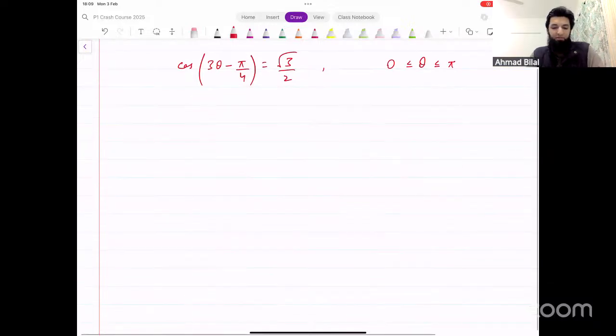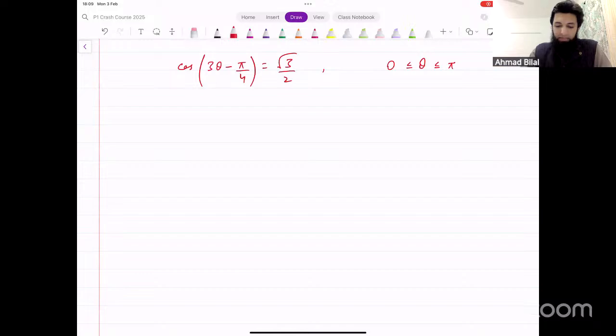Okay, so now we need to solve this equation. Cos of 3 theta minus pi over 4 equals square root of 3 over 2. You can see from the interval that is given, this is supposed to be in radians. What do we do with this? How do we start? Whatever is written inside the bracket, we substitute with another letter. So let a equal 3 theta minus pi over 4. That's the substitution that we're using.